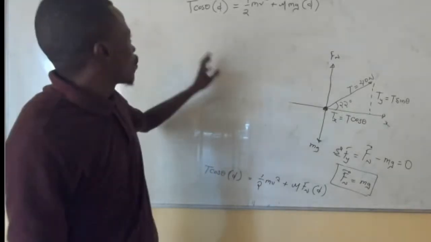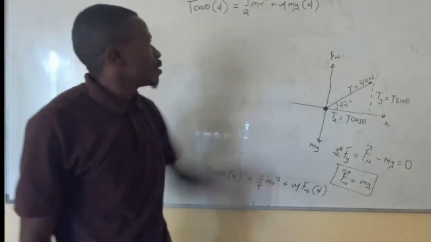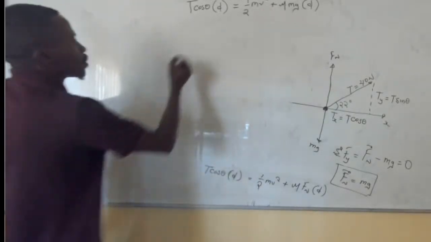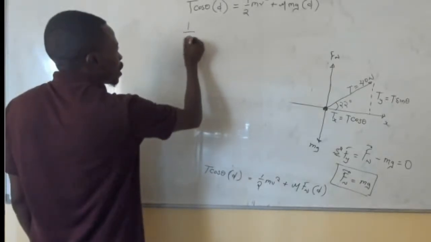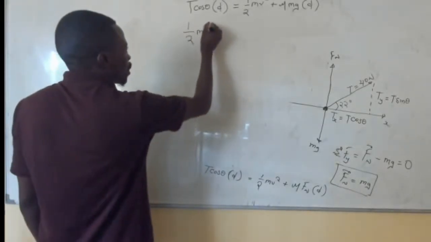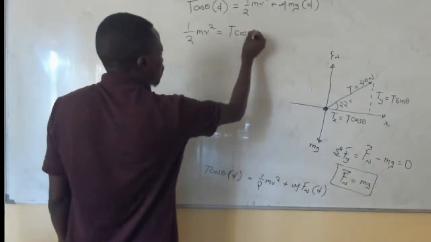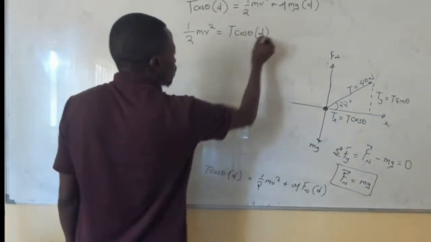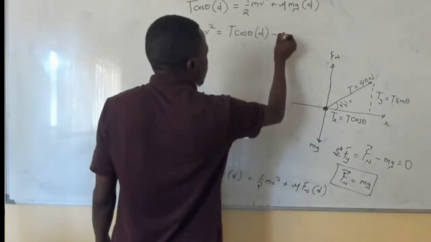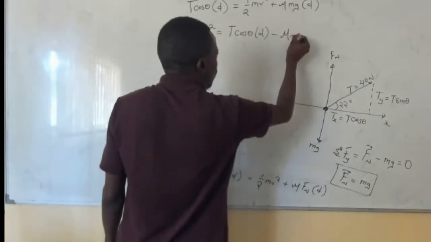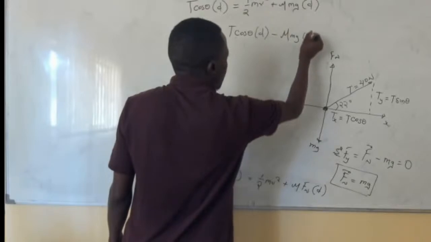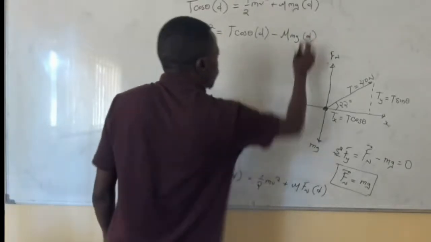So what we have here is now to just make v the subject of the formula. So taking everything on the other side, we'll have mv squared is equal to T cos theta multiplied by d minus mu mg multiplied by d.